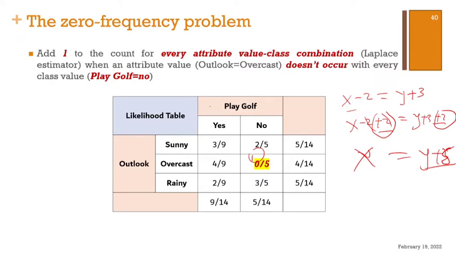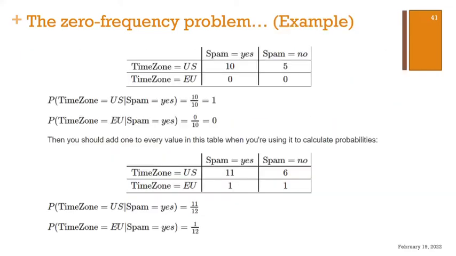So by so doing, we are going to avoid the zero frequency value, which is actually a big problem whenever we use naive Bayes. So in that case, this is a zero frequency problem example.